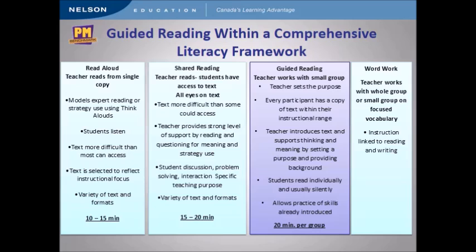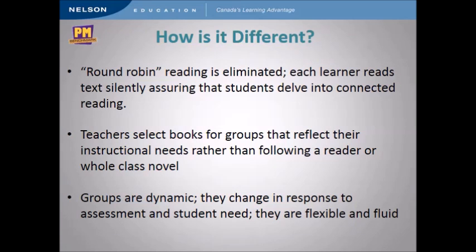As we talked about earlier, this is the typical setup of a comprehensive literacy classroom. Opportunities for read aloud, opportunities for shared reading. A lot of the time is taken up with teachers working with small guided reading groups, and then of course opportunities for students to do word work. In other words, to really look at vocabulary. So how is guided reading different than what we've been doing in the past?